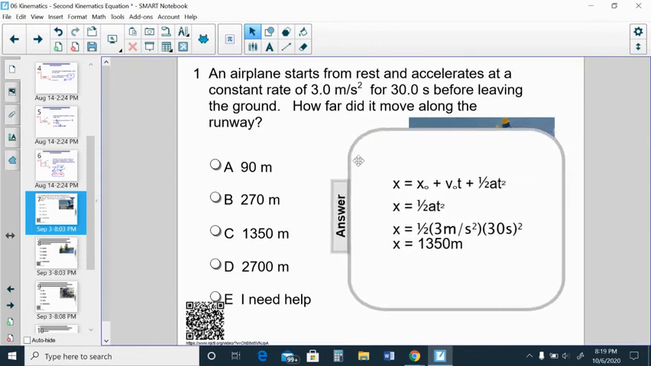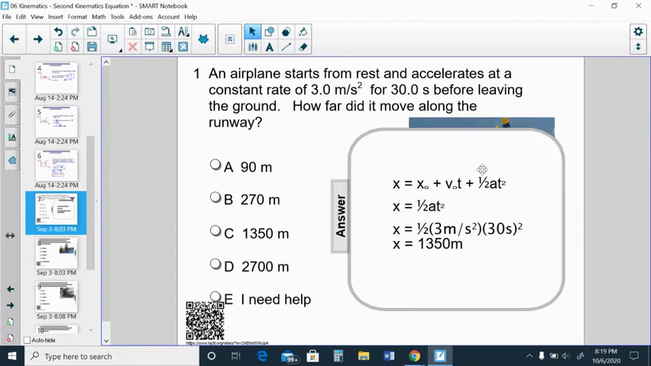So hopefully you got the answer of 1,350 meters. Here is your second kinematics equation. Since the initial position is 0, you're starting from rest, you can just cancel that out. The initial velocity is also 0. We're starting from rest, so you can cancel that out.